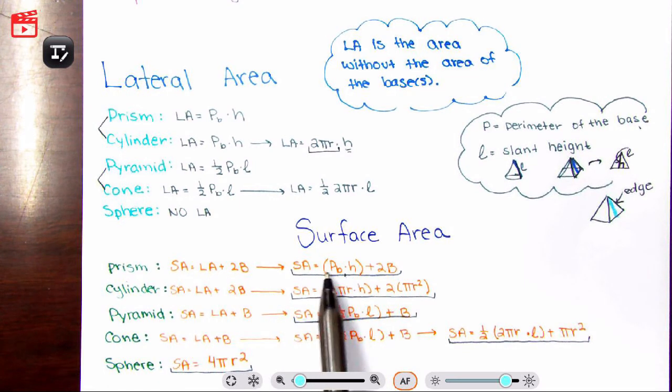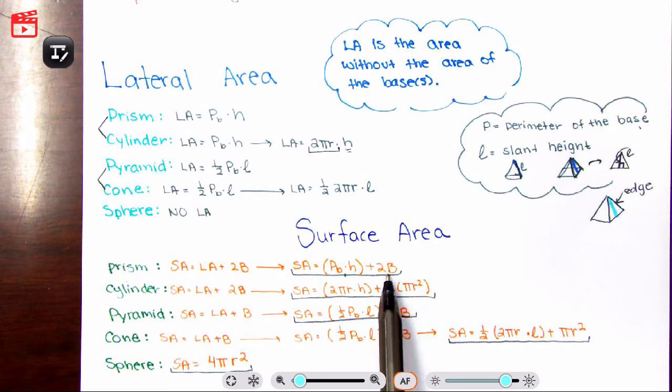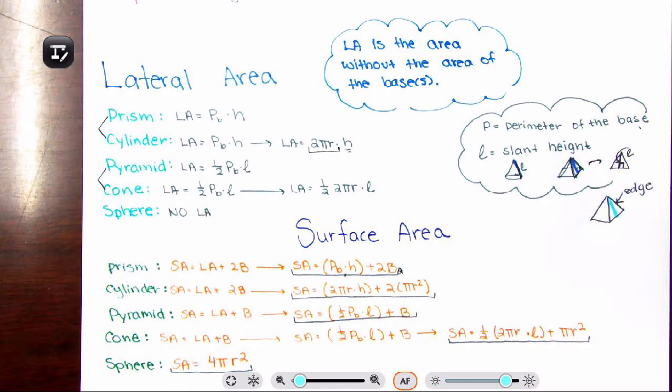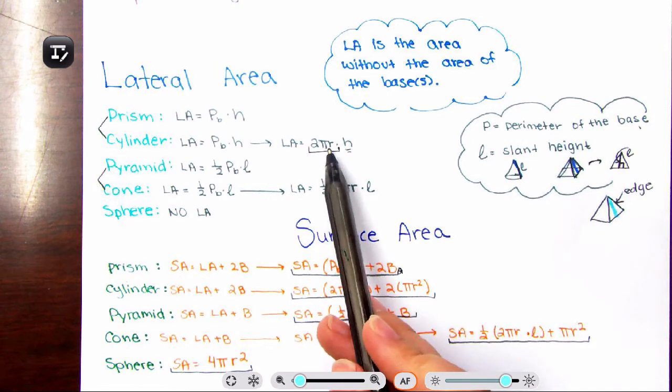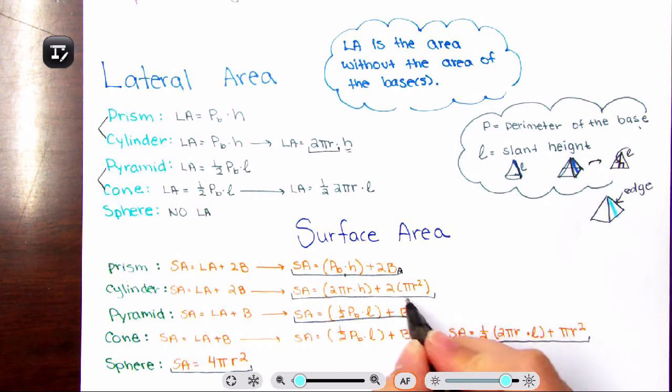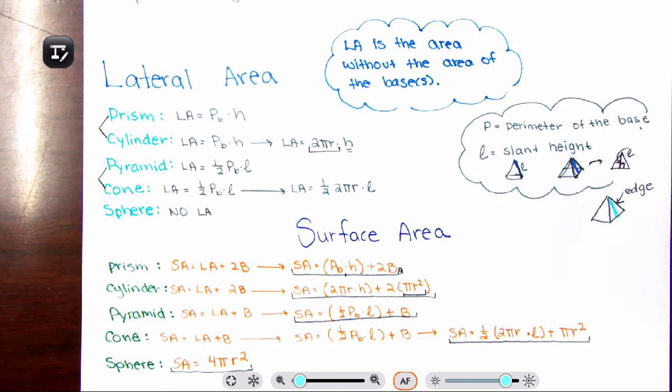So surface area is equal to the perimeter of the base times the height of the prism plus 2 base areas. Same thing for the cylinder, except for lateral area, I already converted it to the circumference of the circle. Remember, for the cylinder, it's the circumference of the circle times the height of the cylinder. And then again, we have 2 areas of the bases. Here is my area of the base, which is a circle, which is pi r squared, and we have 2 of those.